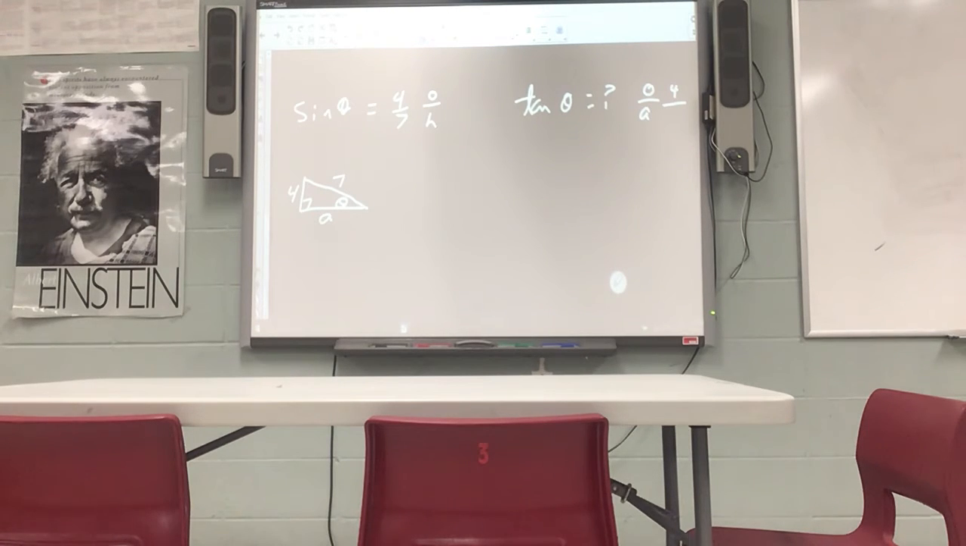So what are we gonna do to figure out adjacent? 7 squared minus 4 squared. It's the Pythagorean Theorem, but it's not C we're solving for this time. So 4 squared plus some unknown squared, put whatever variable you want there, equals 7 squared, because 7 is your hypotenuse. So 16 plus x squared is equal to 49. Subtract 16, and X squared is equal to 33.